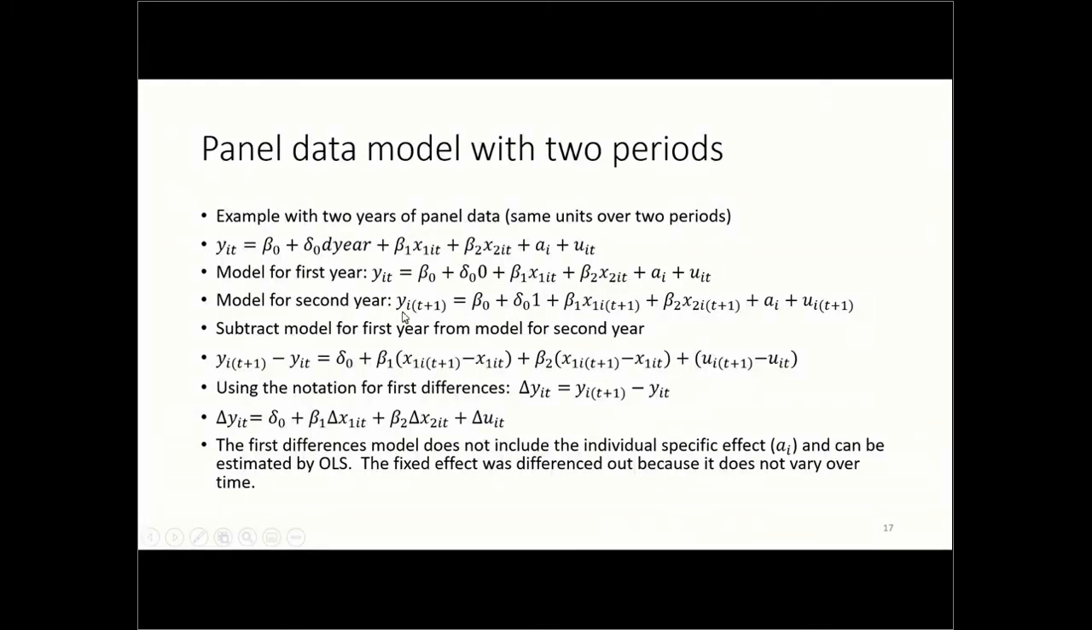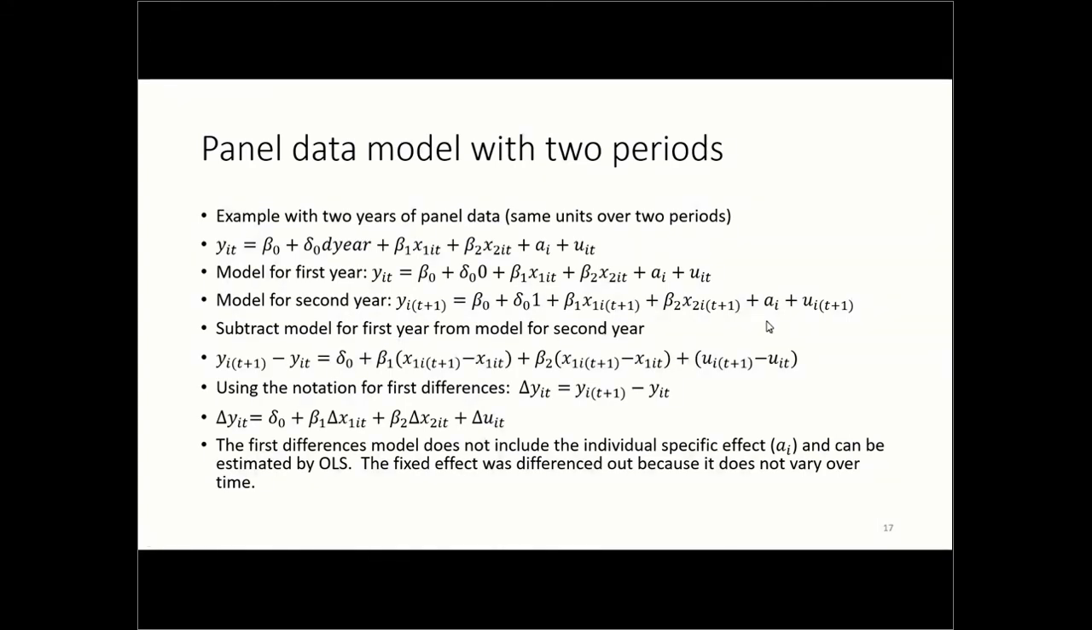The model for the second year would have y_{it+1}. So notice it's not t, but t plus 1 for the next period. And here for the next period, that dummy variable would be equal to 1. And same thing, the x variables and the y and the u error term would be as of period t plus 1. But the one thing that would happen is this a_i, the individual specific effect, would not change because it doesn't have the t subscript.